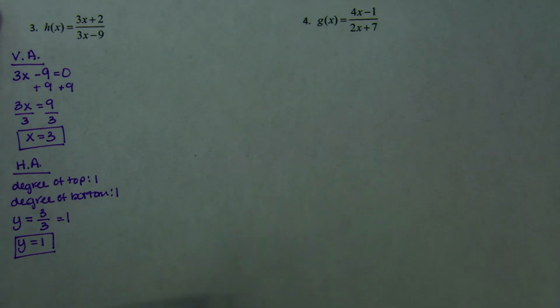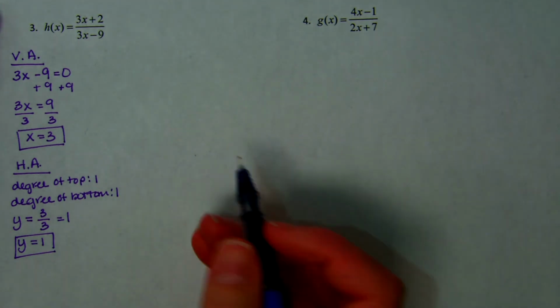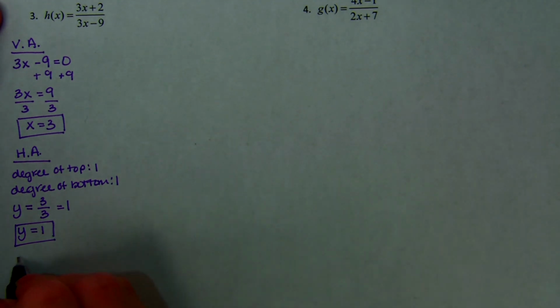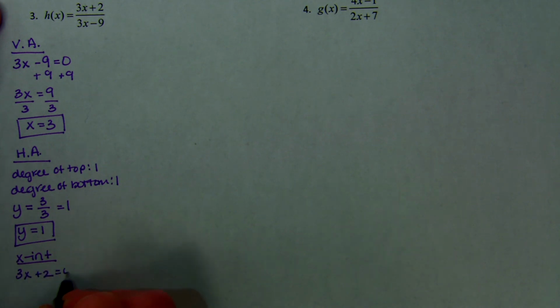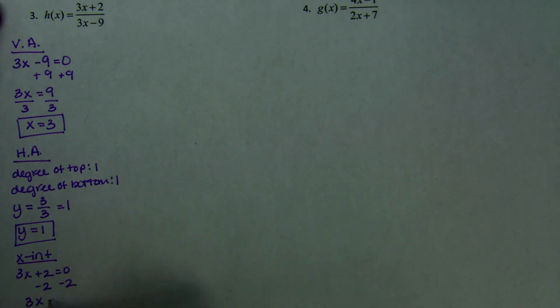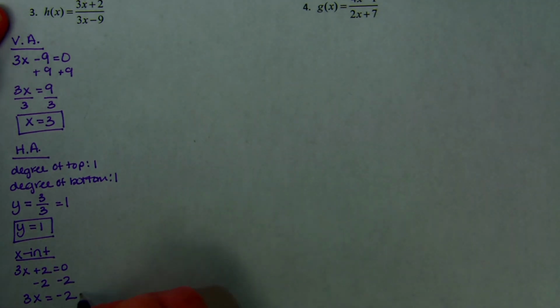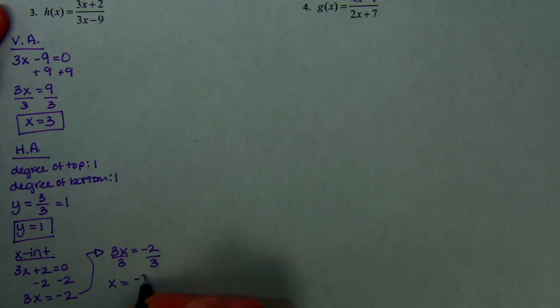All right. What we need to find next, so we've got vertical asymptote, horizontal asymptote, we need to find our x-intercept next. And so the way we find our x-intercept is you set the top equal to 0. It's 3x plus 2 is equal to 0. Subtract 2 from both sides, you get 3x is equal to negative 2. I'm going to move this over here to finish solving. Divide by 3. You get x is equal to negative 2/3.